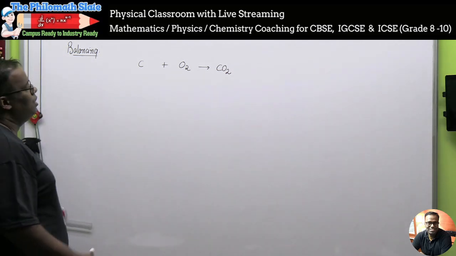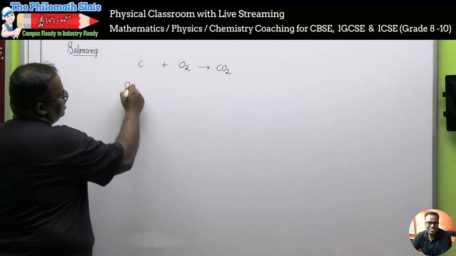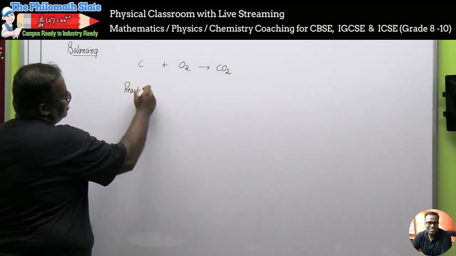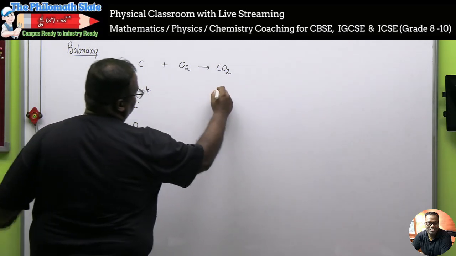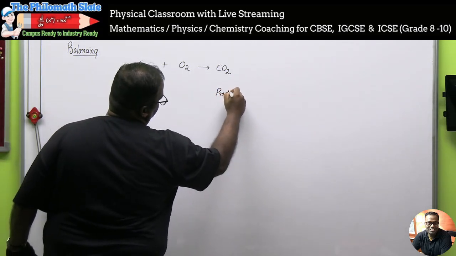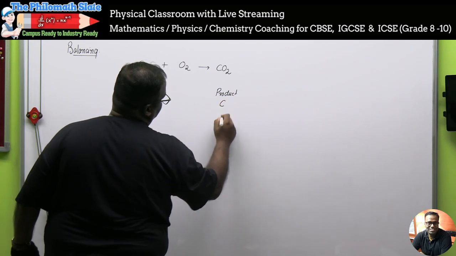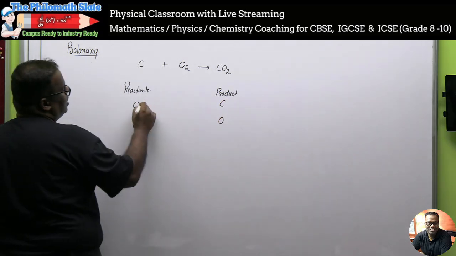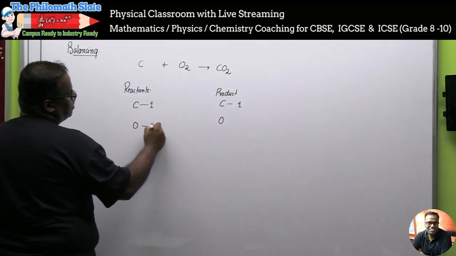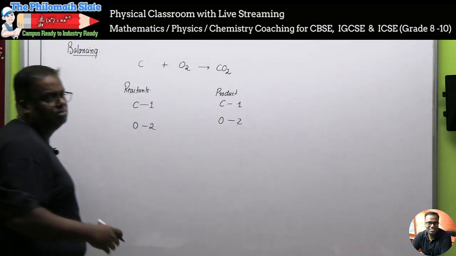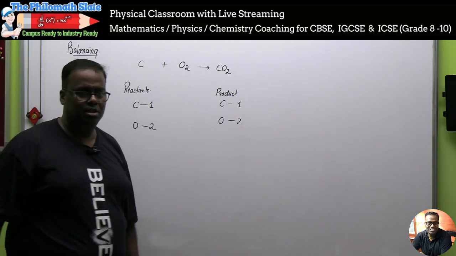Agreed? Now, if you look at the reactant side, we have carbon and oxygen. And on the product side, you have carbon, you have oxygen. Now let's look at the count. Here we have one carbon, here also we have one carbon. We have 2 atoms of oxygen, 2 atoms of oxygen. The equation is auto balanced, no issues.